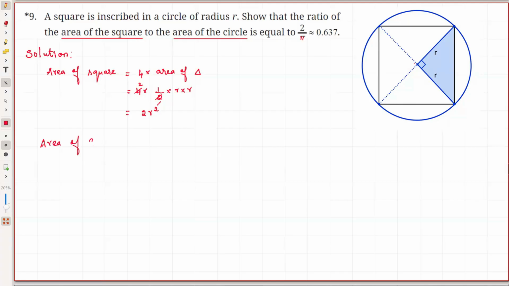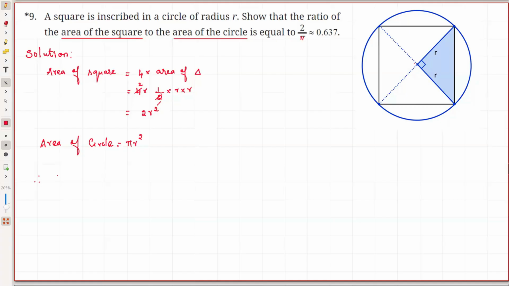So area of circle. Area of circle is equal to pi r square. Now we have to find out the ratio. So ratio is equal to area of square by area of circle.